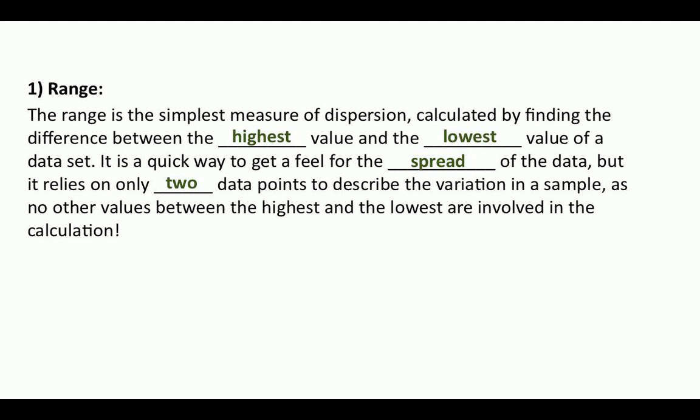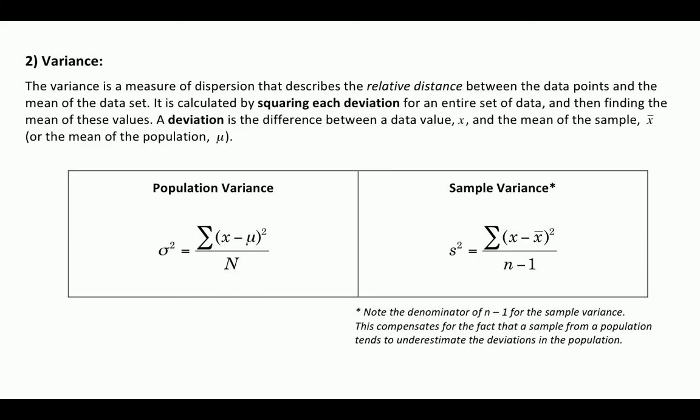Okay, so that's the only trick about the range, is that it only uses 2 points. You could have 100,000 data points, but the range is calculated by just using 2. Wow. And that's a limitation, right? Very big limitation. Yeah.